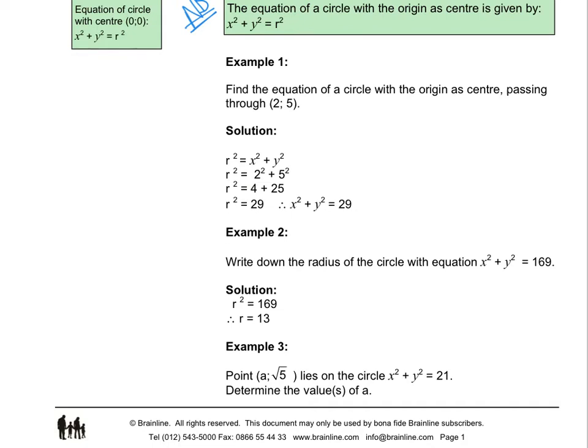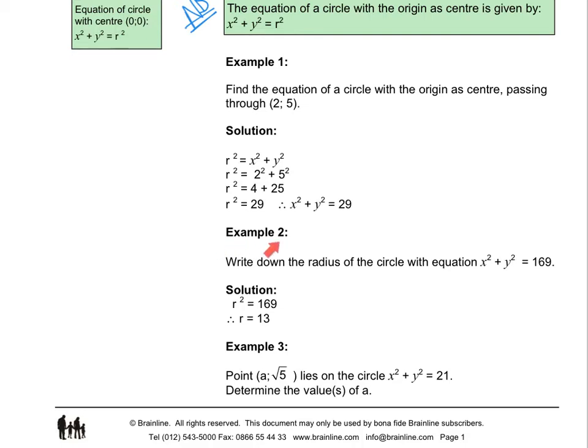If I then simplify, 2 squared is 4 and 5 squared, 5 times 5, is 25. 4 plus 25 gives me 29. So r squared is equal to 29. Therefore, my equation of my circle with the origin as center can then be written as x squared plus y squared equal to r squared, in this case equal to 29.